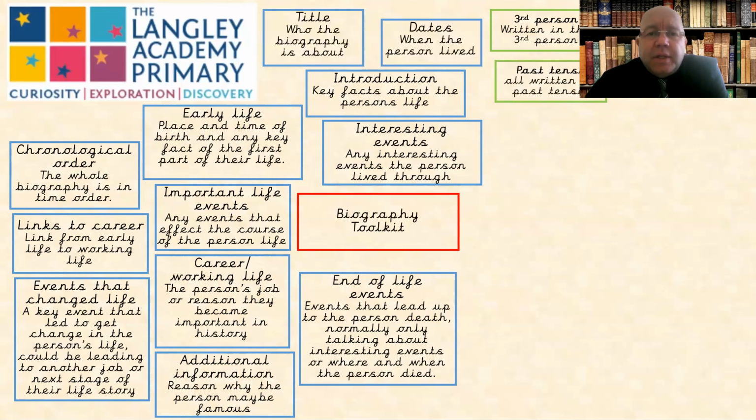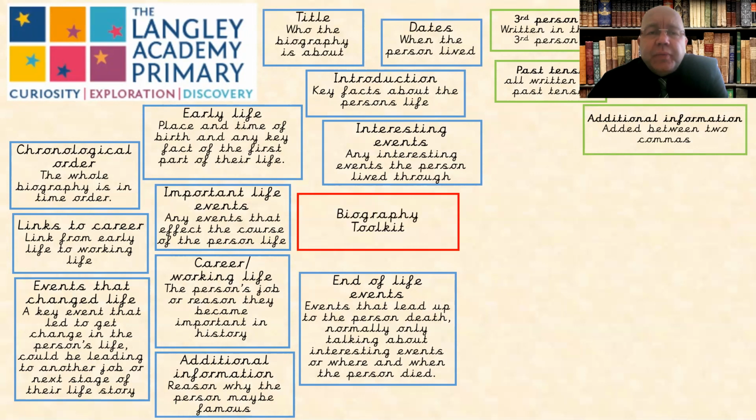Past tense. These things have already happened. Even if your biography was about someone who was alive, which it isn't, but even if it was, most of a biography will be in the past tense because these events have already taken place.